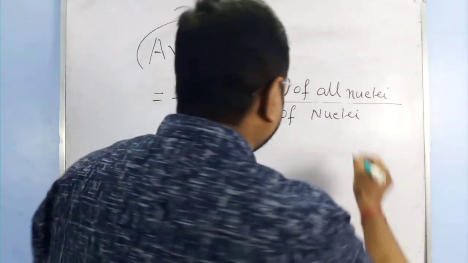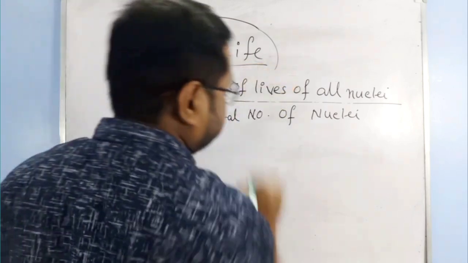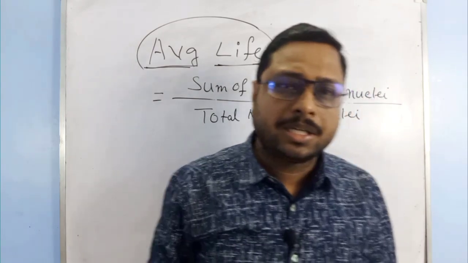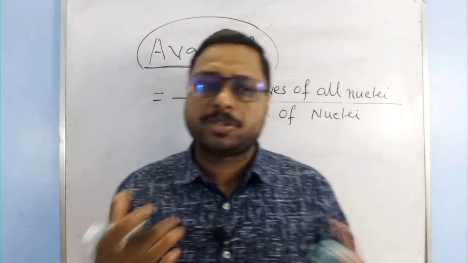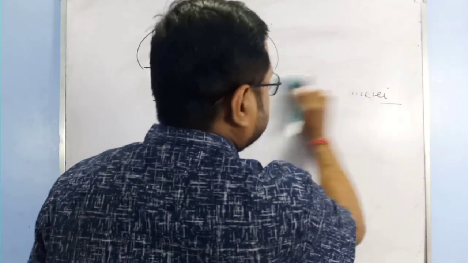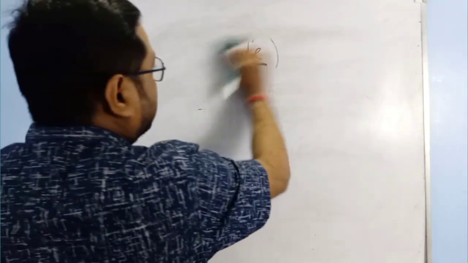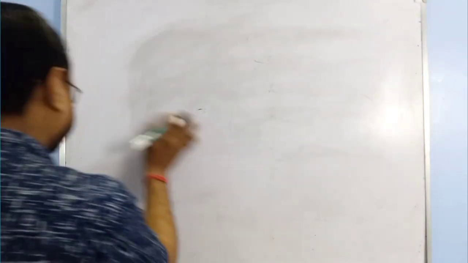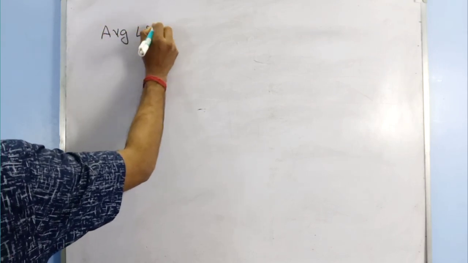Now, how can we find the mathematical formula of average life? And what is the relation between average life and half-life? We know half-life is the time in which a certain radioactive sample decays to its half value from its original value. So, now we can go with the mathematical derivation of average life. Please take your copy and write it in your exercise copy so that you can understand it later. So, we can go with the average life derivation.